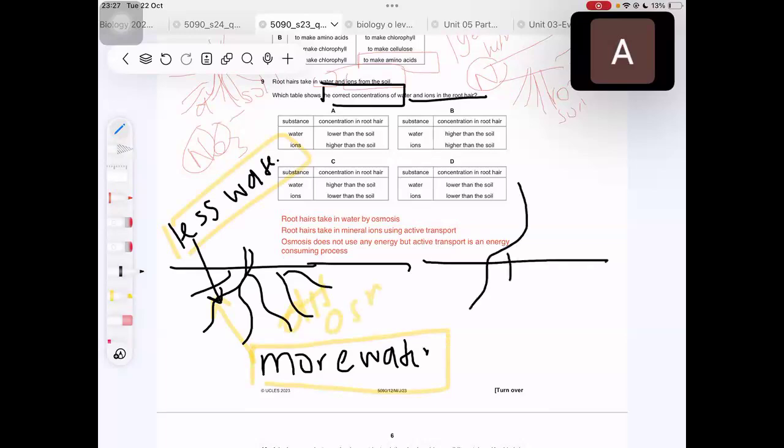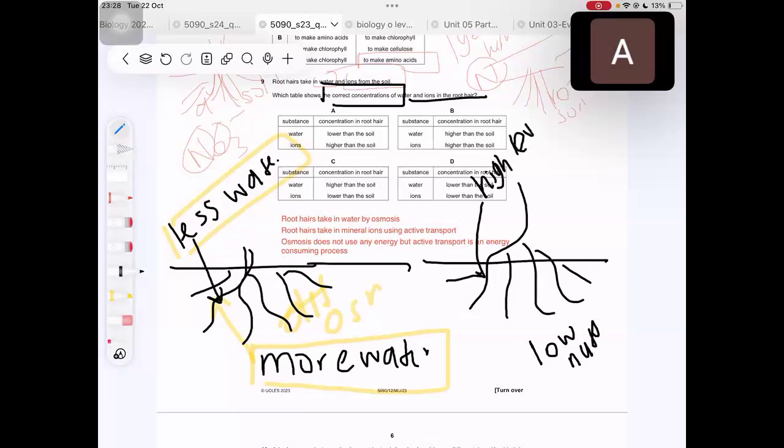When it comes to ions like nitrate ions, magnesium ions, any nutrients present in the soil, usually the soil has low nutrients. They only have nutrients in a very low concentration, right? But when you look at the plants, they have high levels of nutrient ions, like magnesium for chlorophyll.